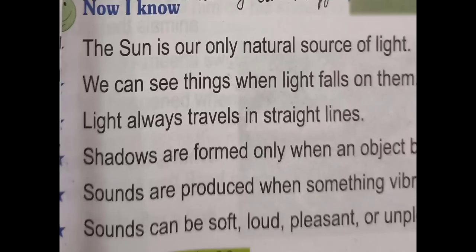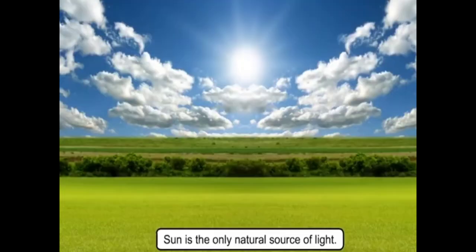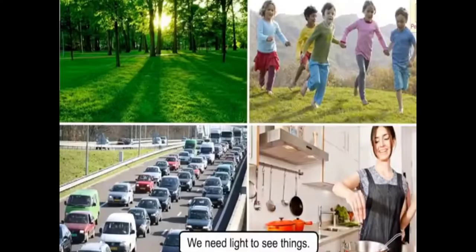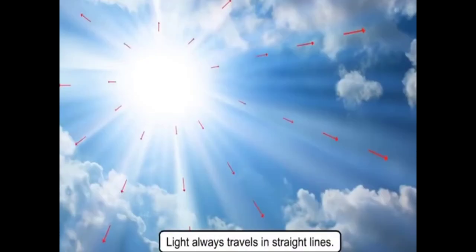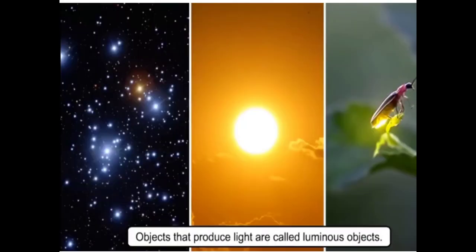The sun is our only natural source of light. We can see things when light falls on them. Light always travels in straight lines.